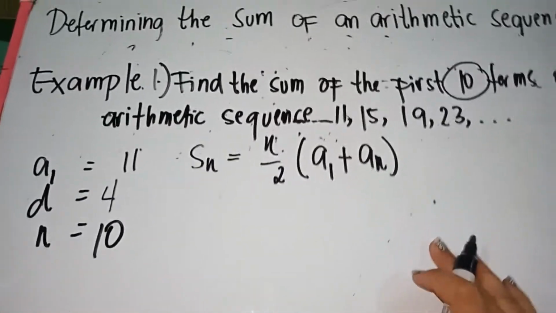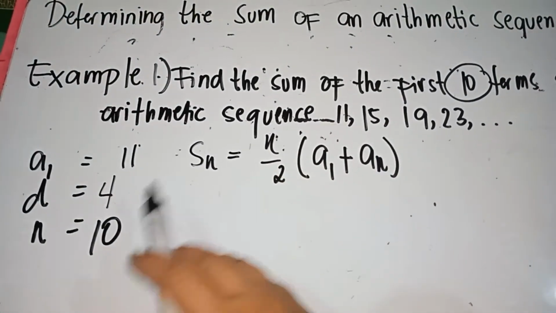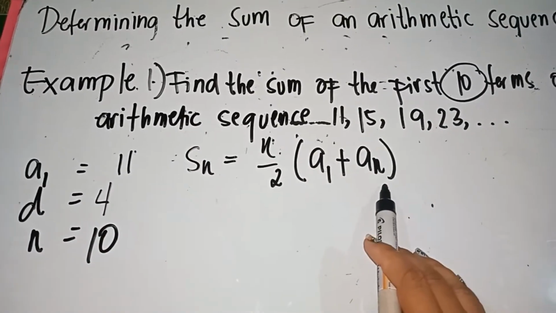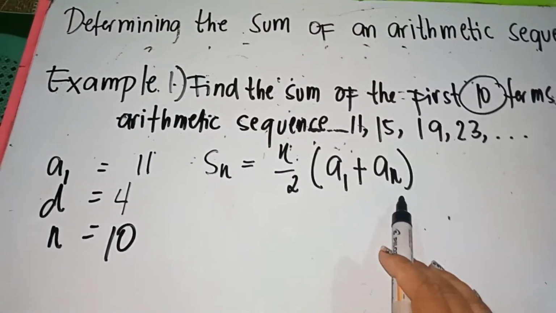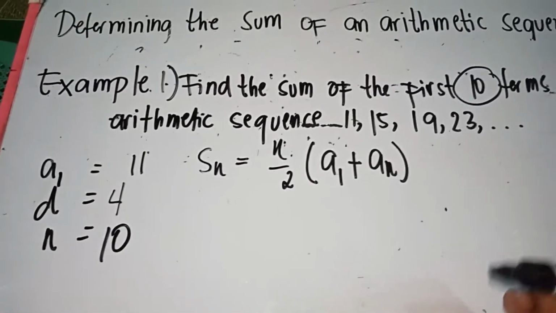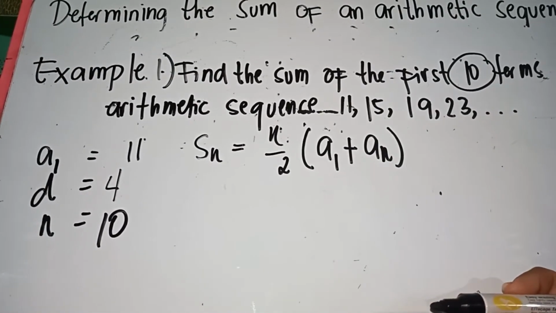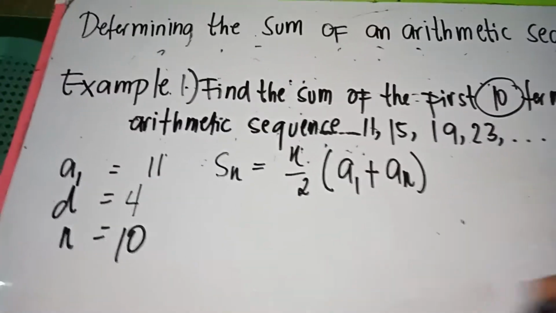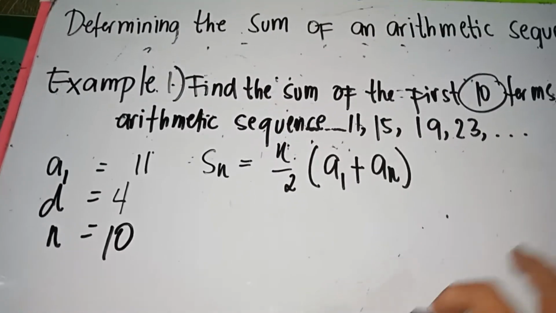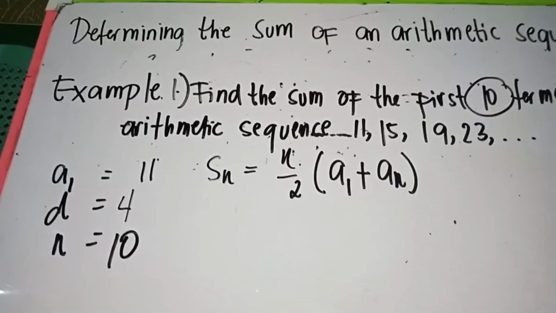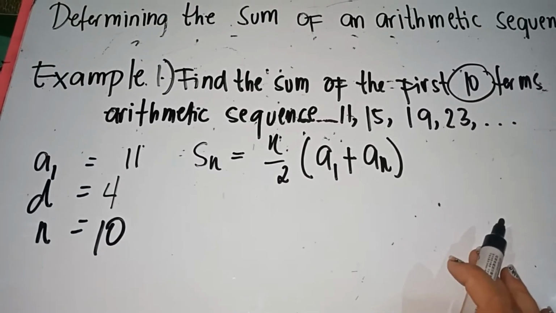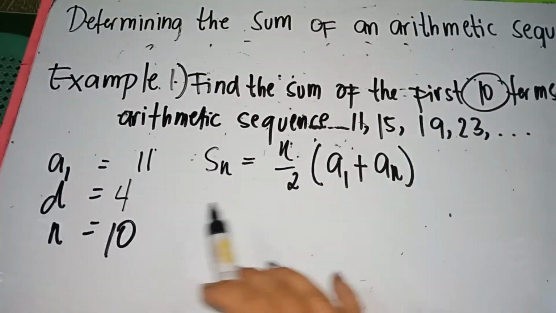Okay. So, given ba yung n? Yes. Given yung a sub 1? Yes. Given ba ang a sub n? So, of course not. So, therefore, si a sub n muna yung hahanapin natin. Alam natin na hanggang i-add natin yung hanggang 10 terms, pero hindi natin alam kung ano yung value ng pang-sampung term. Kaya, yan muna yung isosolve natin kasi kailangan sa formula natin.